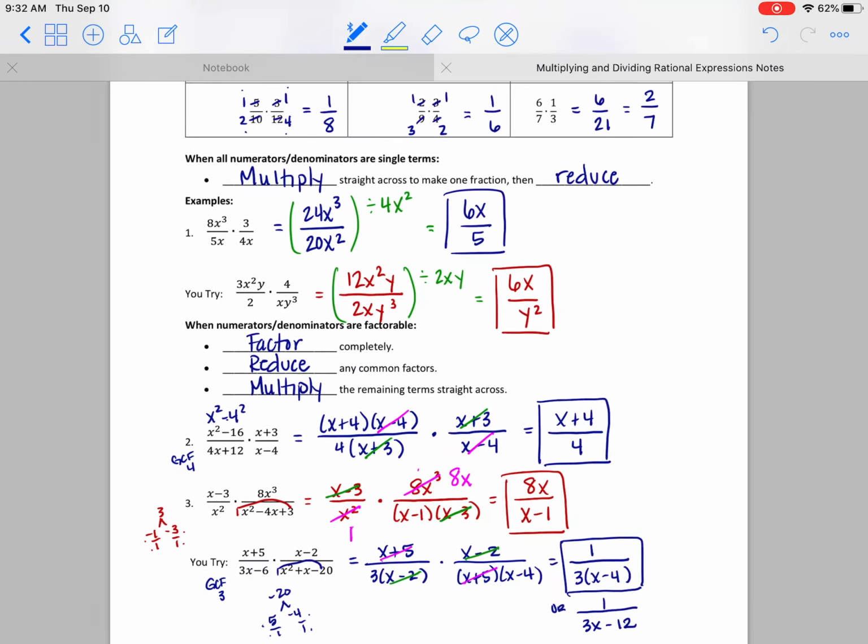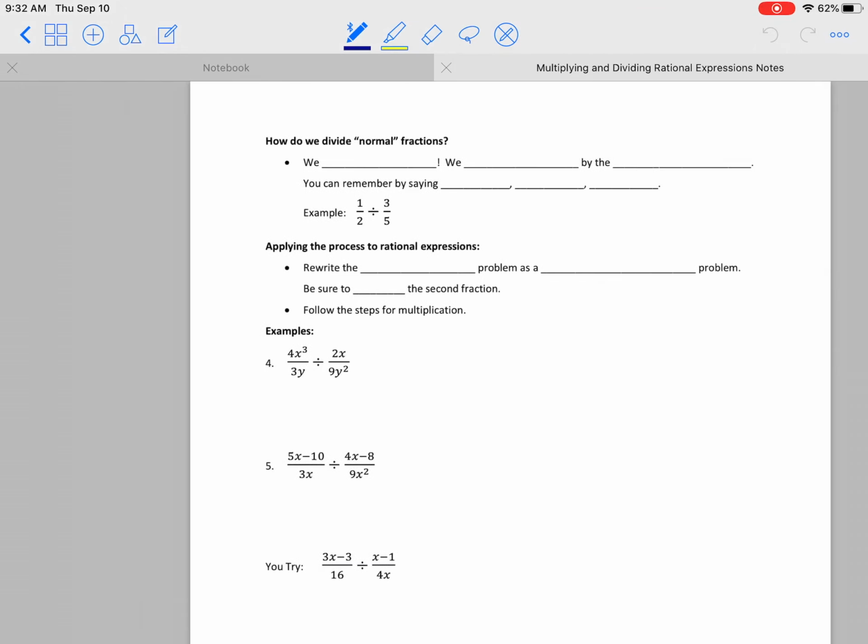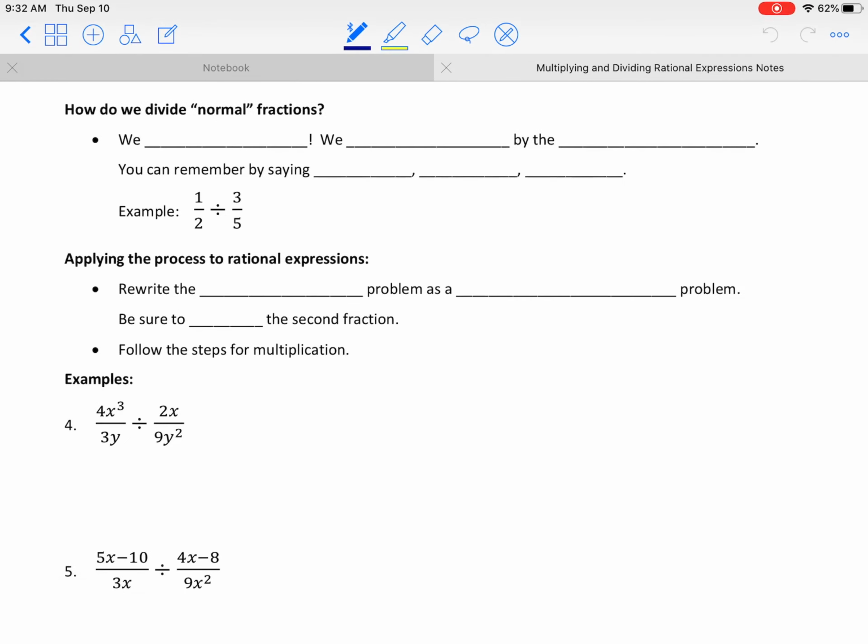Alright? So if we can multiply, we can divide. And I say this because we don't actually divide normal fractions. So if I said to take 1/2 and divide it by 3/5, do you remember the rule for dividing normal fractions?